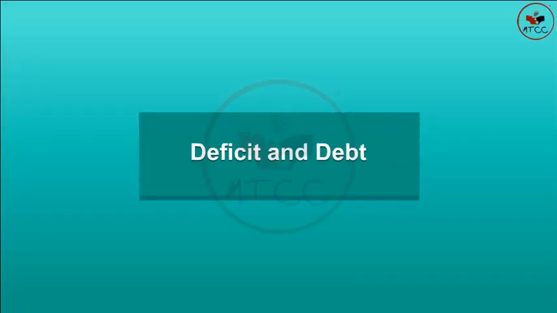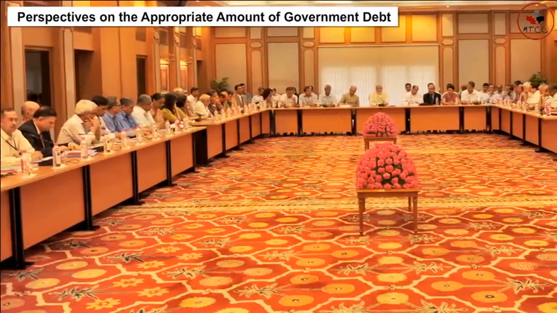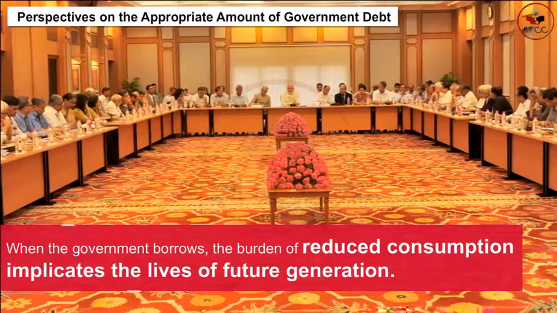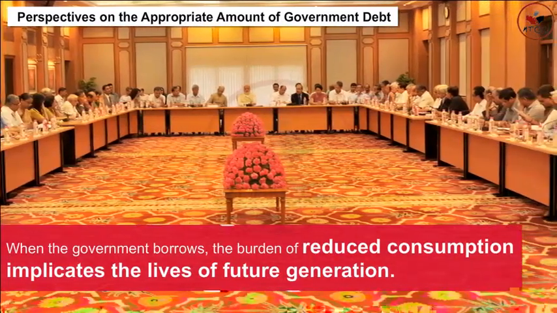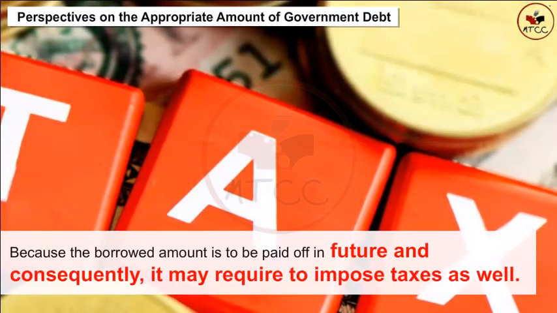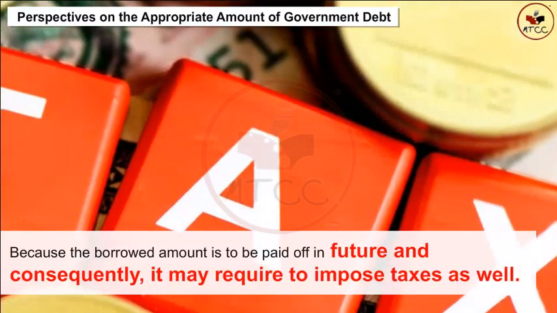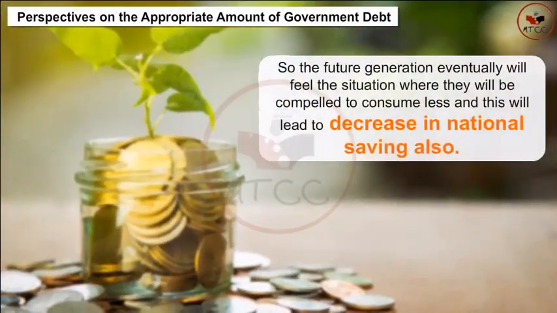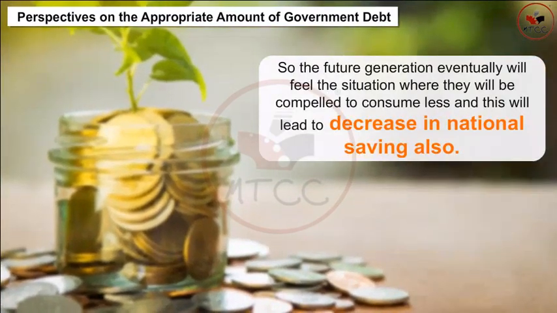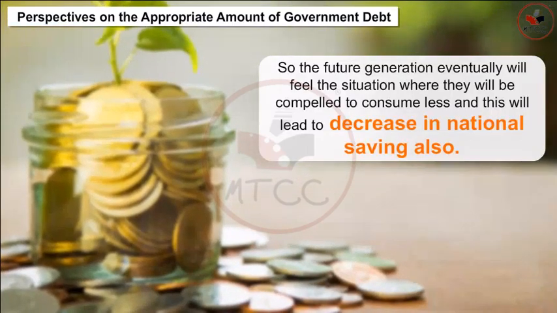Deficit and debt. Perspectives on the appropriate amount of government debt. When the government borrows, the burden of reduced consumption affects the lives of future generations. Because the borrowed amount is to be paid off in future, it may require imposing taxes as well. So the future generation will eventually feel the situation, where they will be compelled to consume less, and this will lead to a decrease in national saving also.